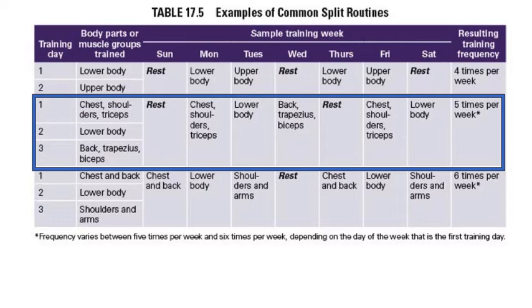The next, which is highlighted in the blue rectangle, is a 3-day split. So we have chest, shoulders, and triceps on day 1, followed by lower body on day 2. Day 3 is back, trapezius, and biceps. So we have rest day Sunday. Monday we hit it with chest, shoulders, triceps. Tuesday is lower body. Wednesday is back, trapezius, and biceps. Thursday is another rest day, and then we repeat. So this is 5 days per week with 2 days of rest.